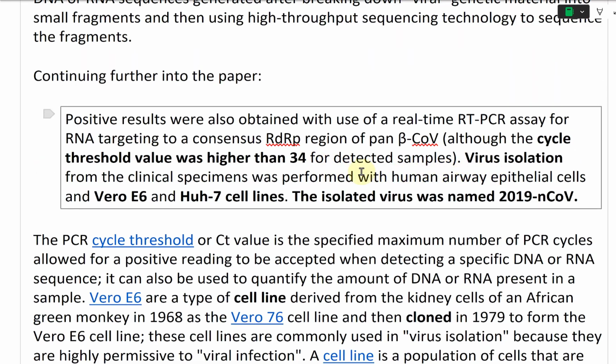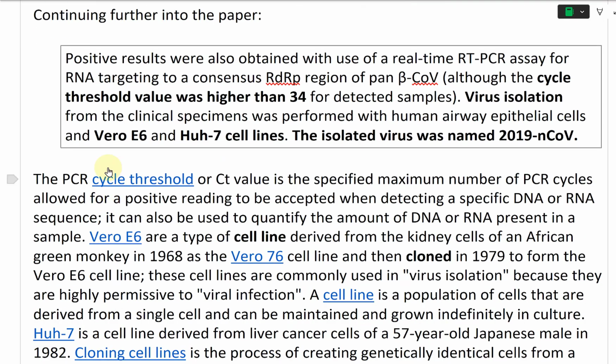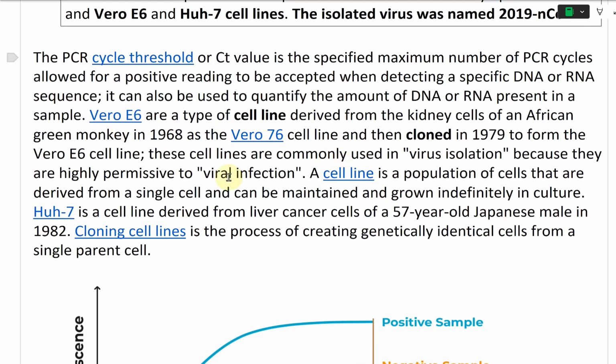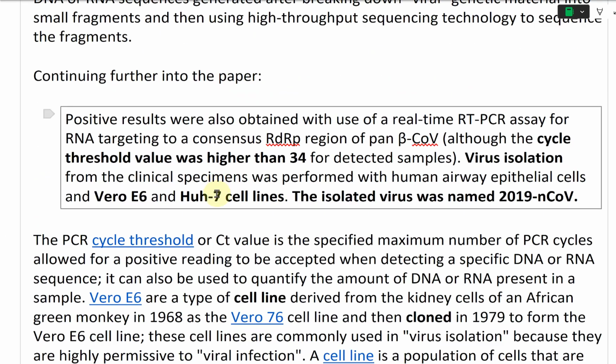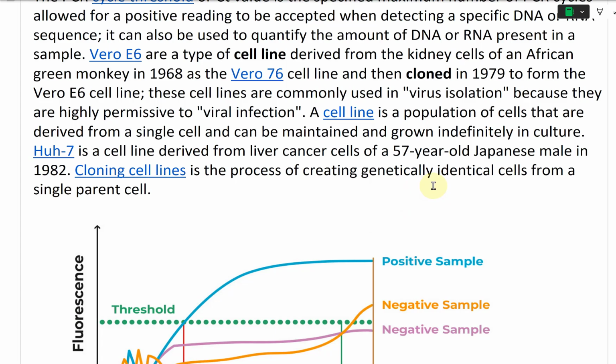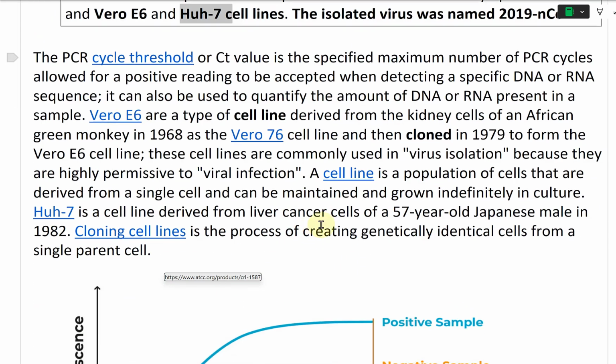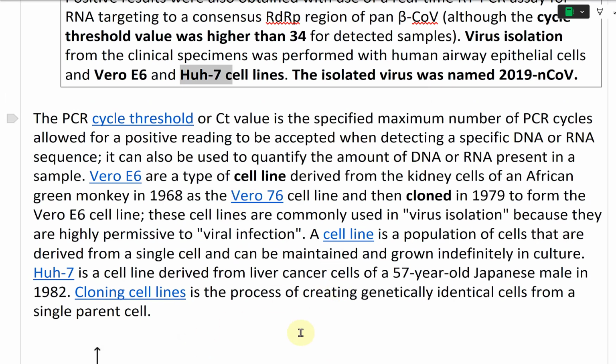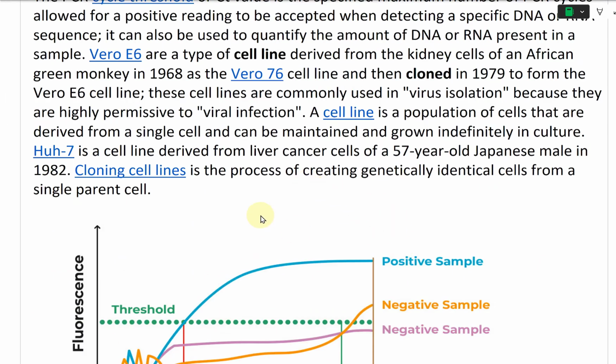So basically, they would do these virus isolation experiments or procedures on the human airway epithelial cells of the patients. These are the cultures, as well as these green monkey cells, which are just cultured cells from kidney cells of an African monkey that were cloned and kept going for many years. And also this Ha7, this is from a 57-year-old Japanese male with liver cancer. They took cells from his liver cancer and grew that in a culture, and you get a cell line of those identical cells.